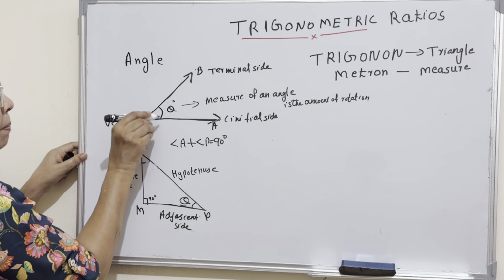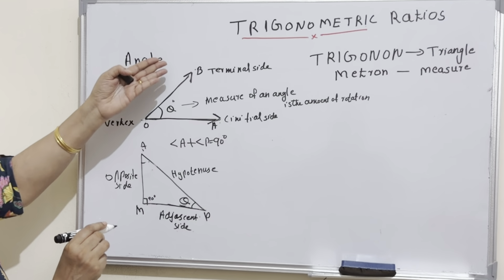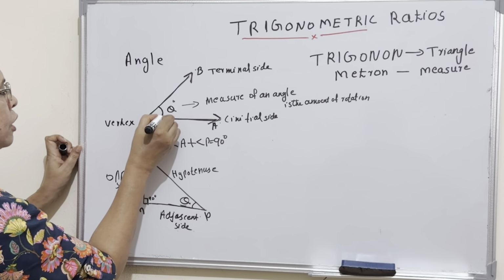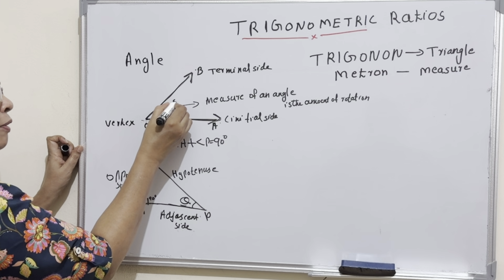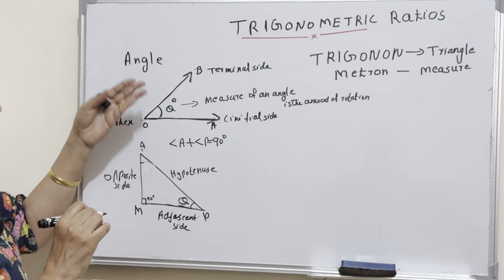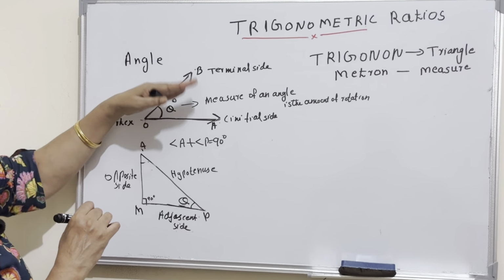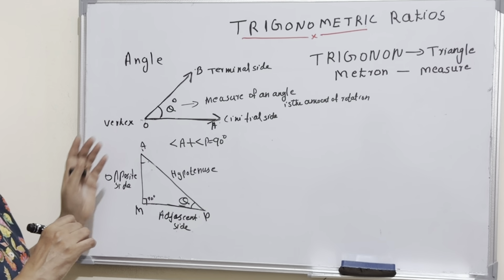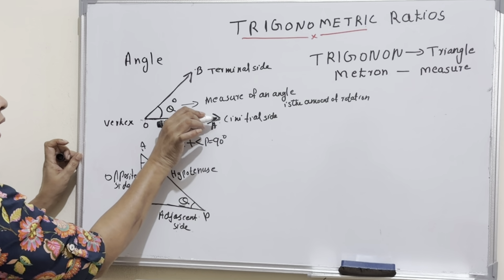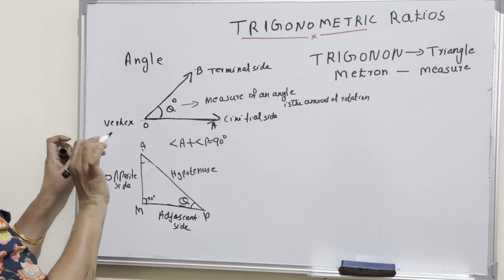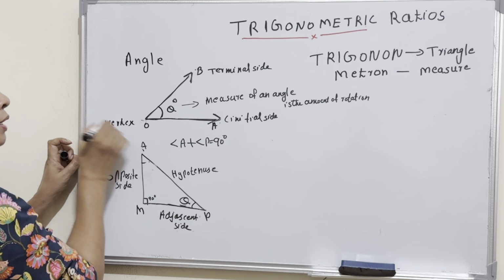In between, the measure of an angle is the amount of rotation. How much I am rotating, that is called the measure of an angle. Suppose it is 30 degrees, normally we measure angles in degrees. But here we can take it as a general name like theta degrees. The measure of an angle is the amount of rotation, how much I rotated the ray OA until it reaches the terminal side, through the end point O. This end point is called the vertex.